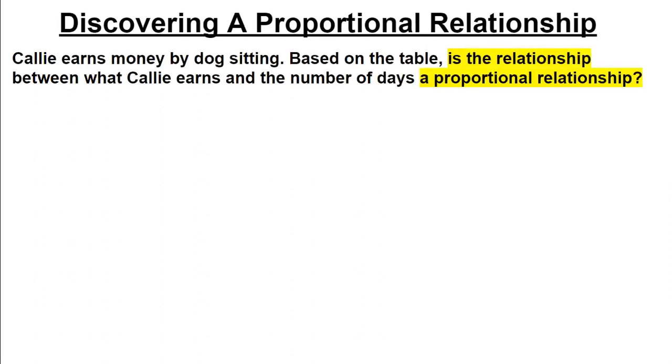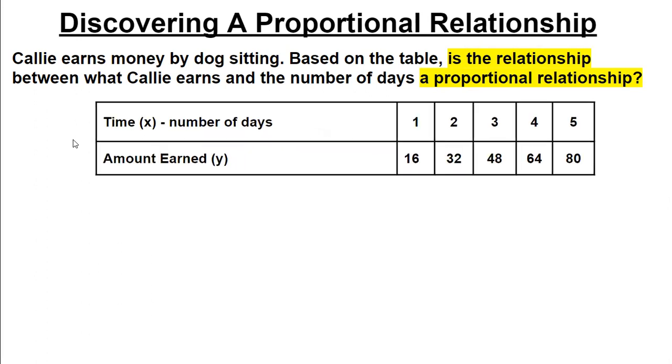Callie earns money by dog sitting. Based on the table, is the relationship between what Callie earns and the number of days a proportional relationship? So here's the table: 1 day, 2 days, 3 days, 4 days, 5 days. That's your x, your independent variable. The amount earned, y, is your dependent variable. So if she dog sits for 1 day, she gets $16. If she dog sits for 2 days, she gets $32. 3 days, she gets $48, etc.